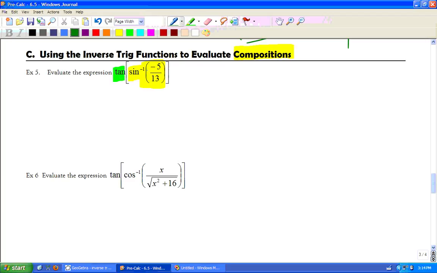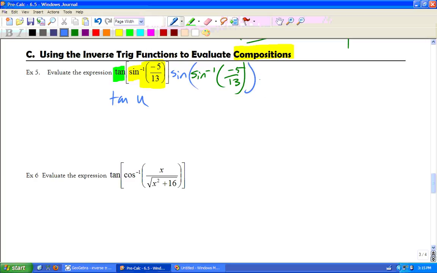Because this looks crazy and we don't really want to deal with it, we're going to rewrite this. Sine inverse of negative 5/13 we're going to call u. We're looking for some angle called u, so what we're really asking is what's the tangent of u. The reason we did this u substitution is so we can have something a little more concrete to work with. If sine inverse of negative 5/13 equals u, I'm going to take the sine of both sides.